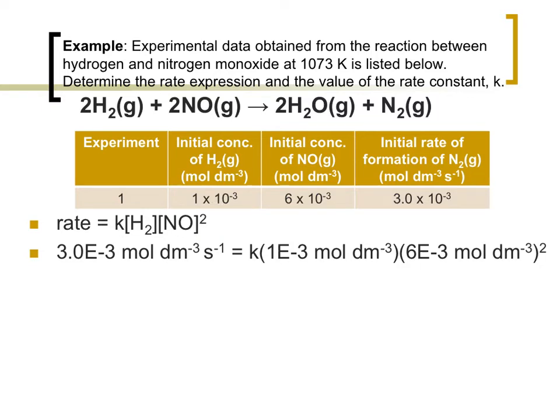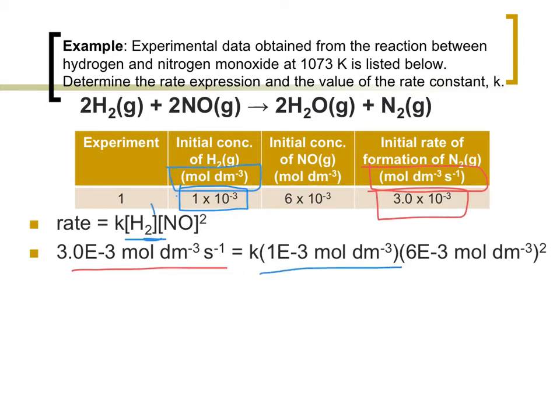First thing I'm going to do is to plug in the rate with the units of moles per decimeter cubed per second on the left side of the equation, where it says rate equals. The next thing that I'm going to do is plug in the concentration for the hydrogen for this H2 concentration using the moles per decimeter cubed units, and the exponent is just 1.